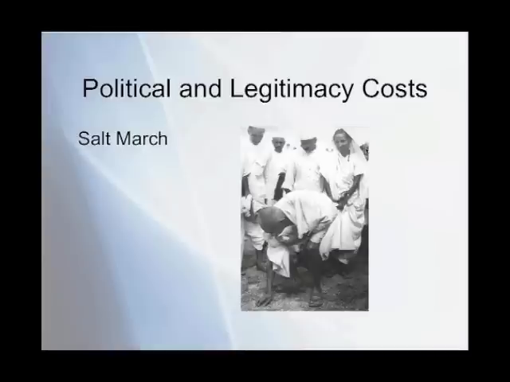There was a lot more to the salt march that came afterwards. For example, there were boycotts of British cloth. Students withdrew from schools. They boycotted liquor stores. There were acts of civil disobedience. So there's a lot more to it than that. But the salt march itself was an amazing example of imposing a political legitimacy cost.